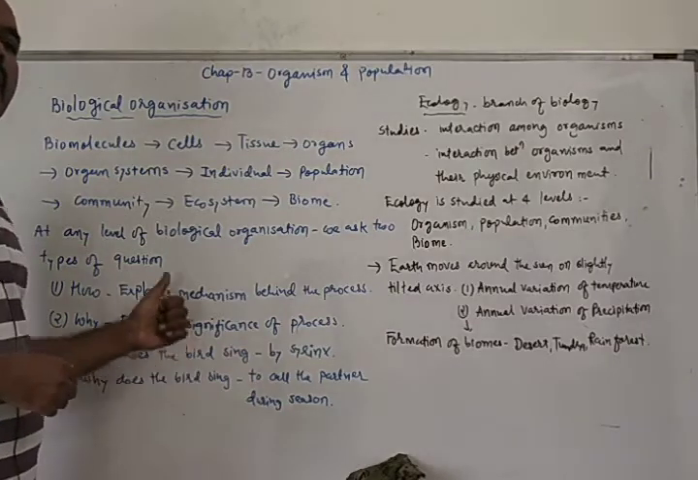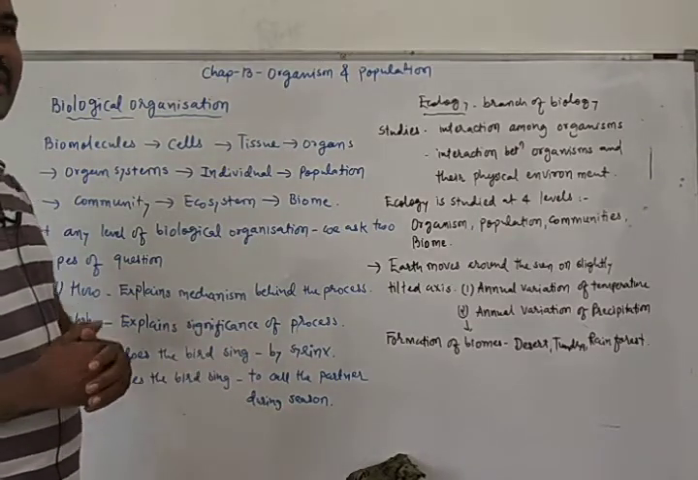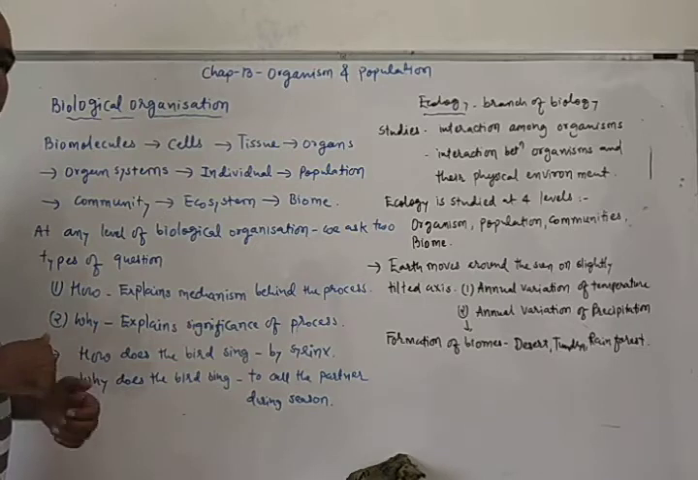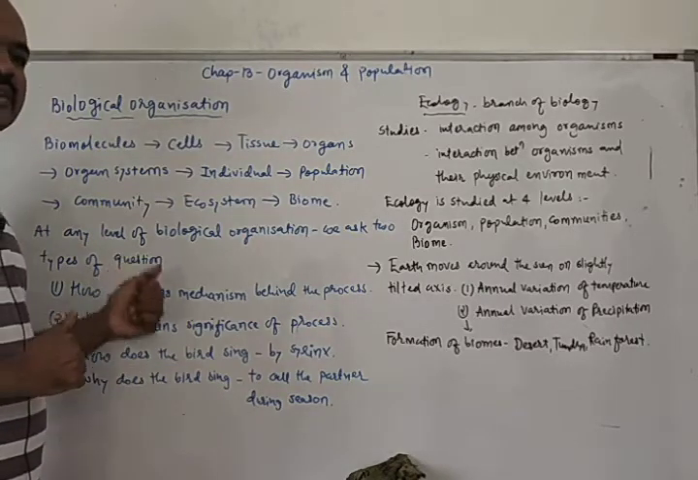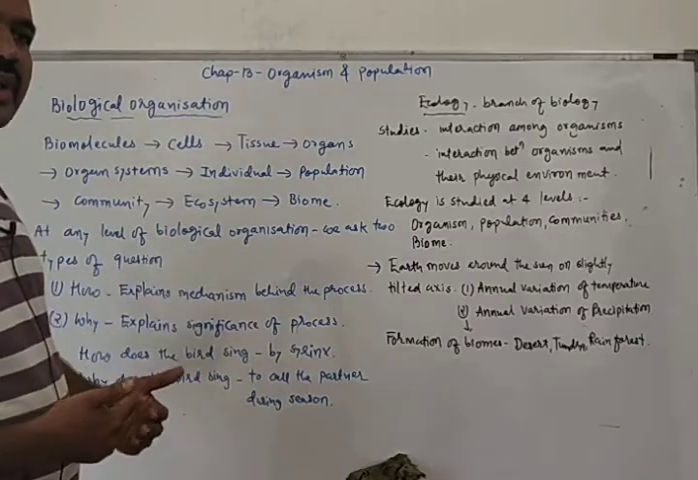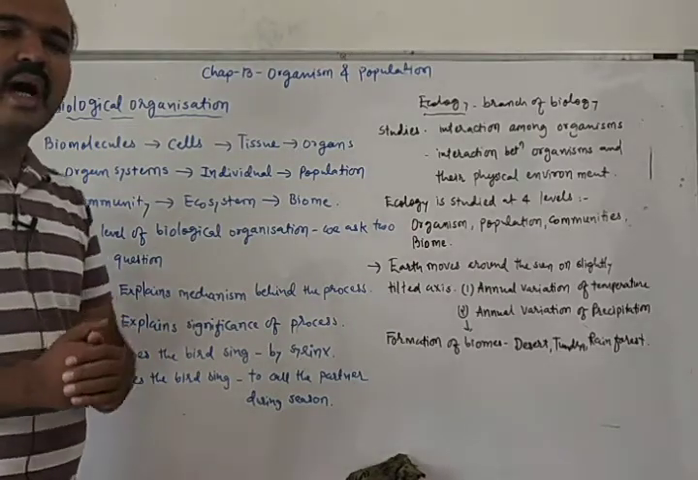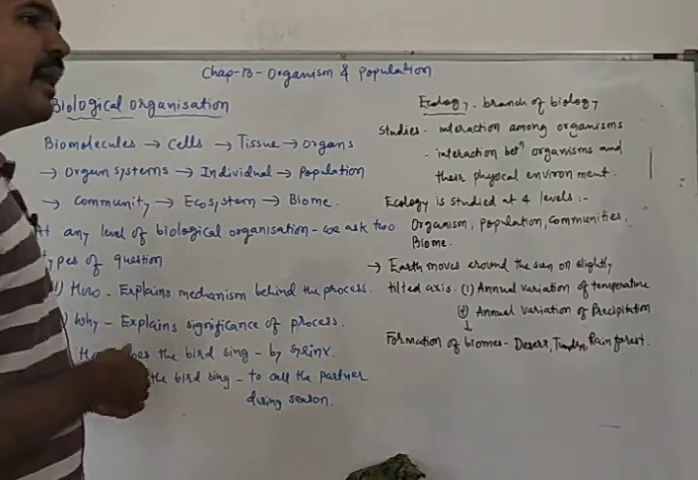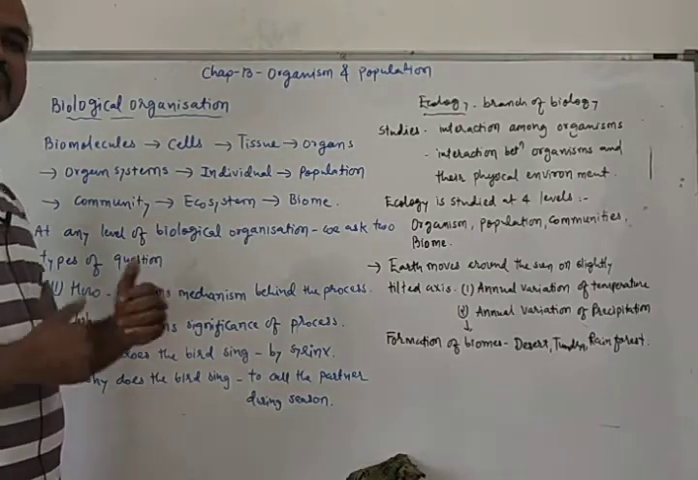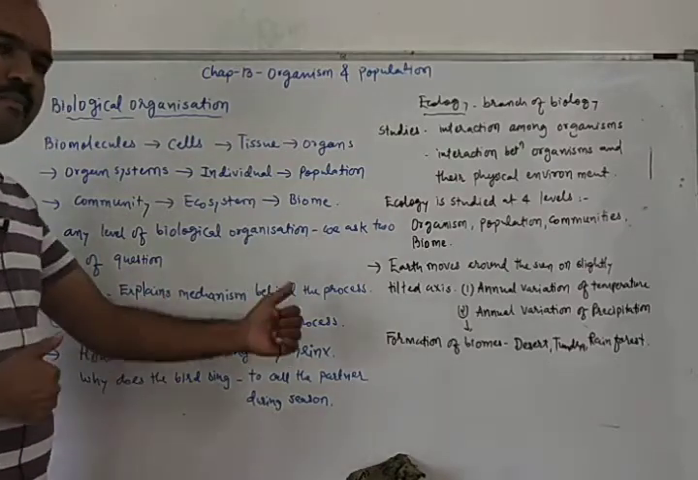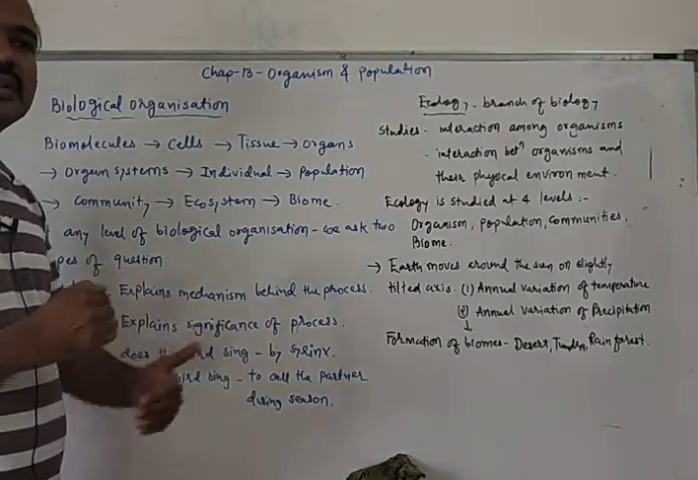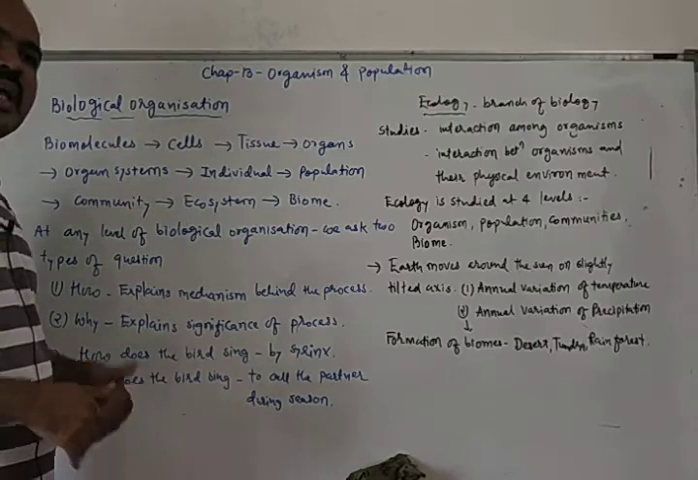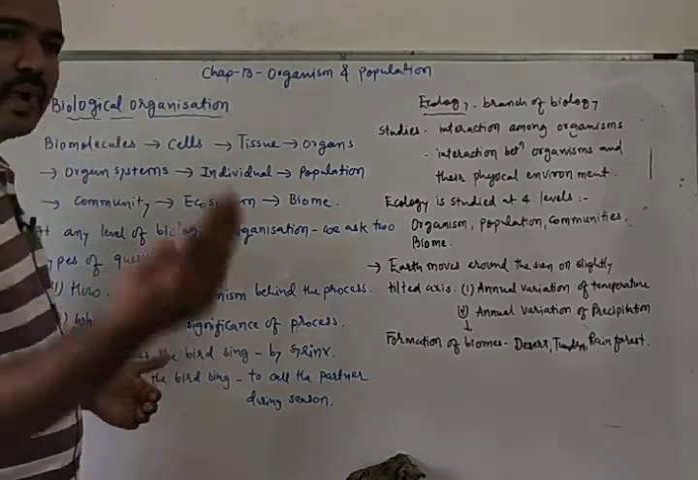How type of question will always explain the mechanism behind the process, whereas why type of question will always explain the significance of the process. How type of question explains how a particular process is occurring, and why type of question explains why that process is occurring in the biological organization.